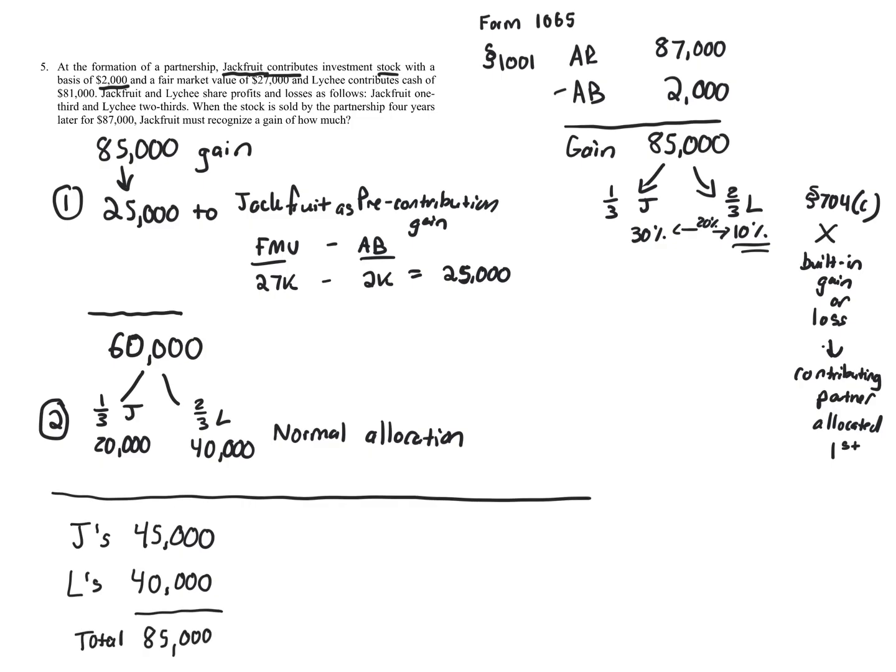Because if there's $85,000 reported on Form 1065, there has to be $85,000 split up between or among the partners. And then we have exactly that. And that is how you allocate a pre-contribution gain or loss. The idea is that the original $25,000 of gain that happened on the day of contribution is allocable to Jackfruit, but the increase in value above the $27,000 to $87,000 is attributable to the partnership. Right, that's the $60,000, and that's allocated under the normal rules.